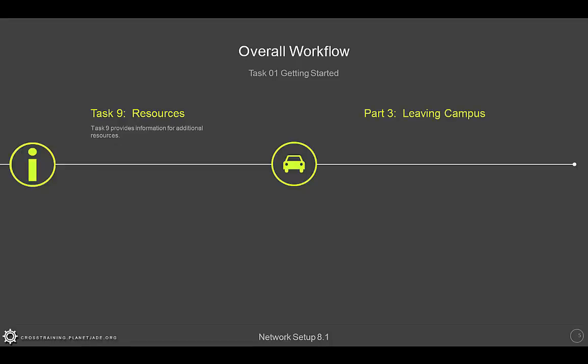Part 3, which is the last part of the network setup, is the leaving campus procedures. It's pretty common for many students to skip this task and then later find that they're behind because they didn't complete this task, and they have to do this first before they can actually start with Part 1 of the network setup. So Task 10 must be completed before your computer leaves campus.